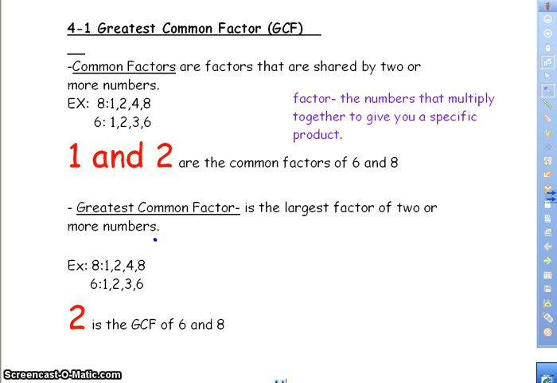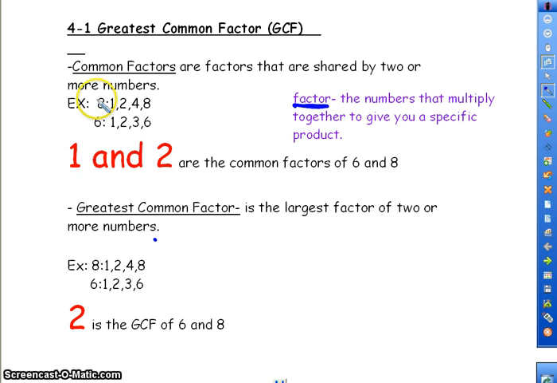Okay, so we're talking about common factors and greatest common factors. A common factor is a factor that is shared by two or more numbers. First of all, we have to understand what a factor is. A factor is a number that multiplies together with another to give you a specific product.